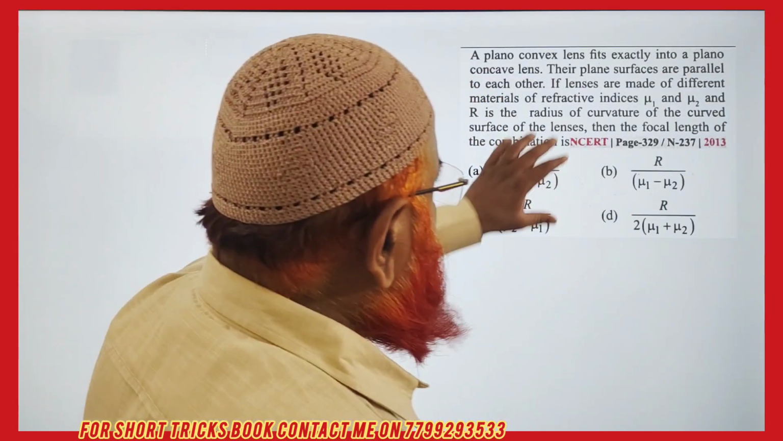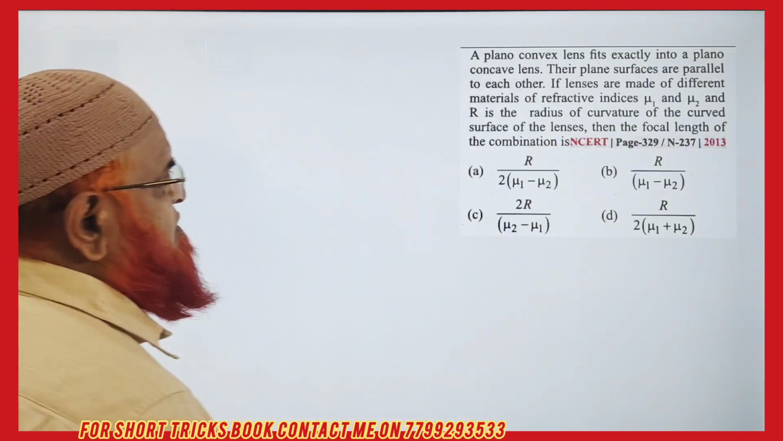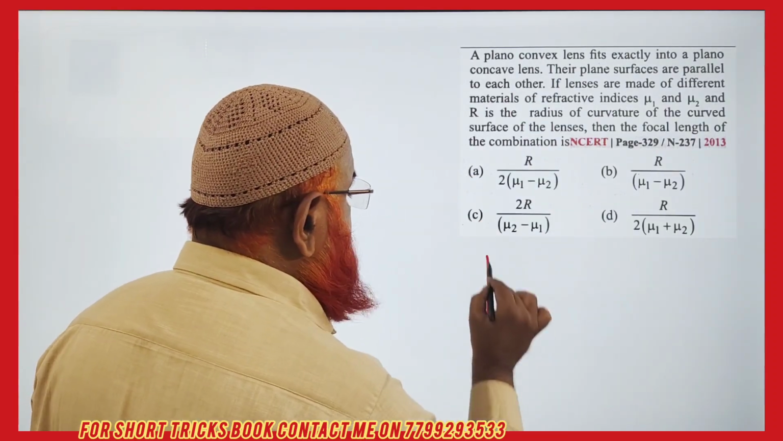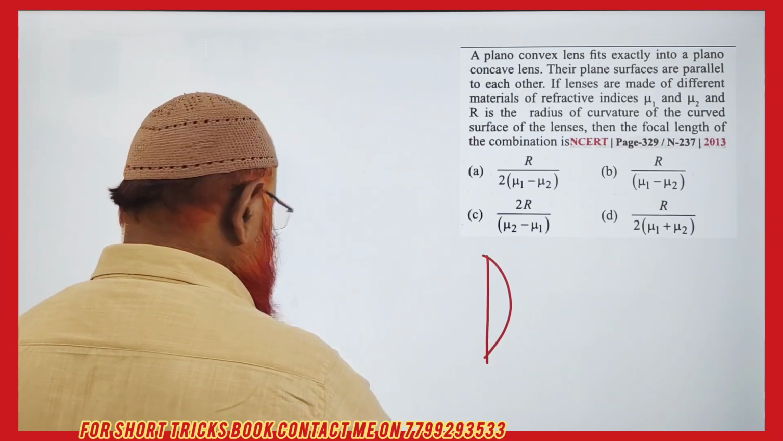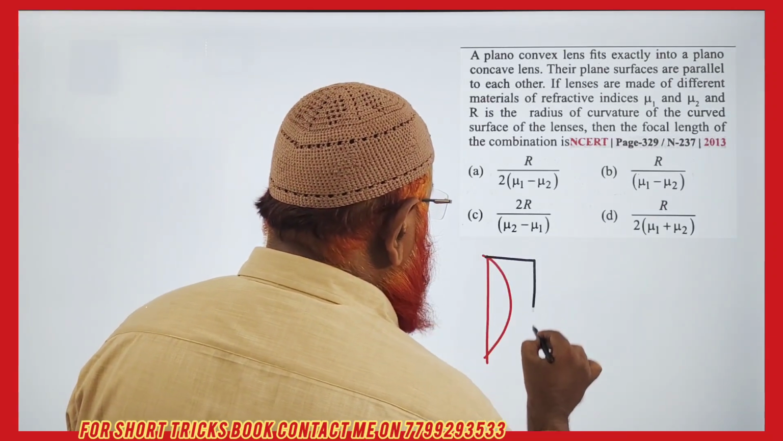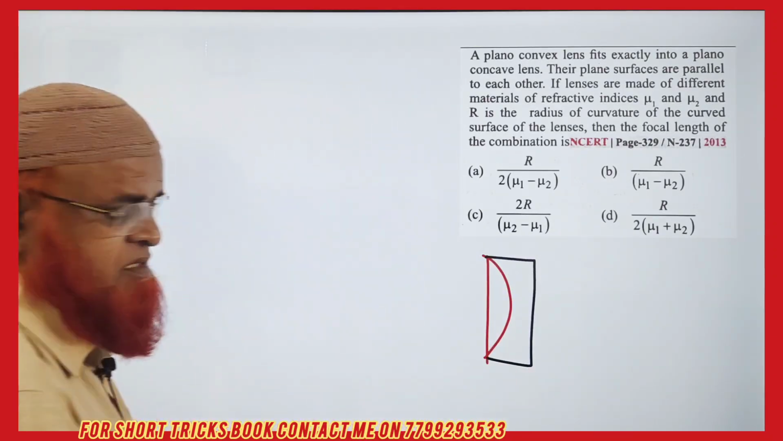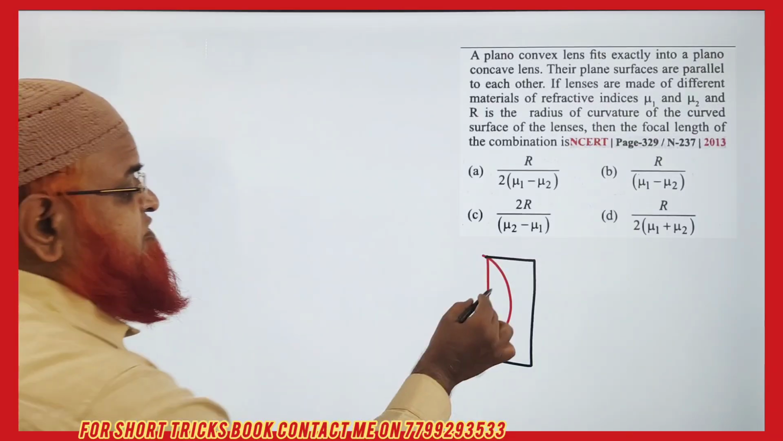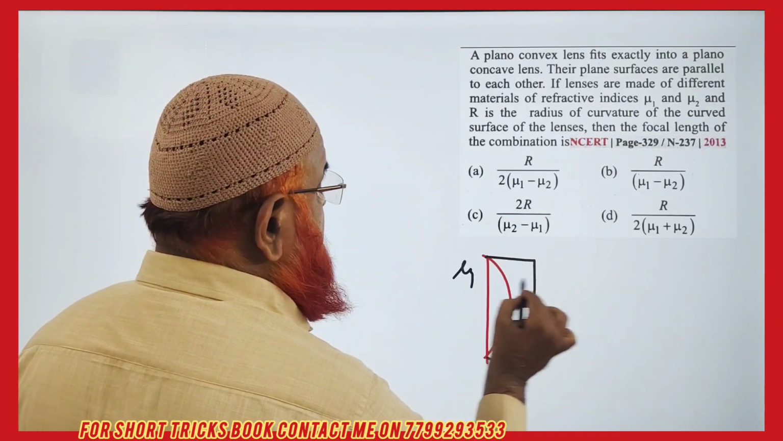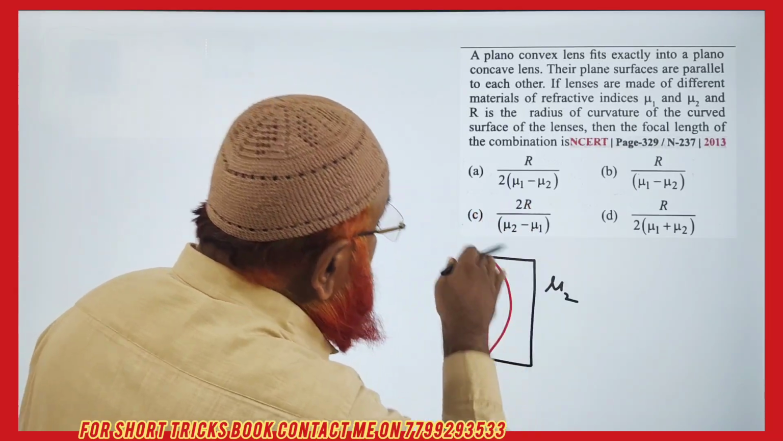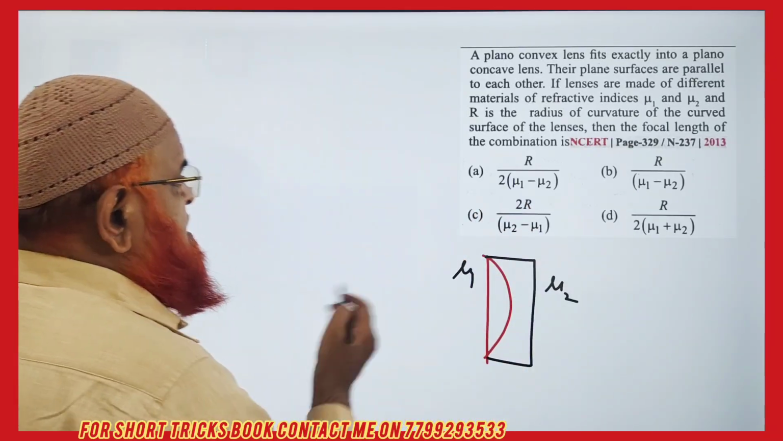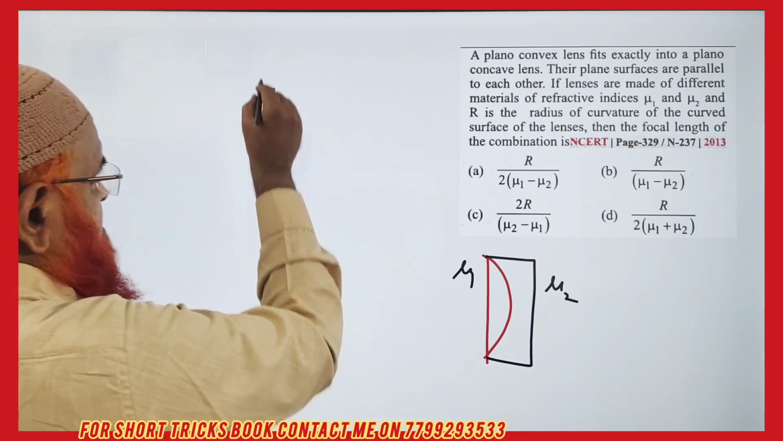Next, last problem. See here, a plano-convex lens fits exactly into a plano-concave lens. Like this. So the refractive index for the first one is mu1, for the second one mu2. This is a plano-convex and this is a plano-concave. So what is the formula according to the lens maker's formula?